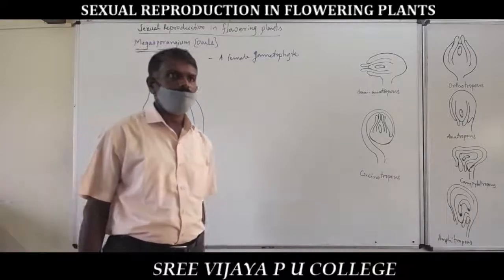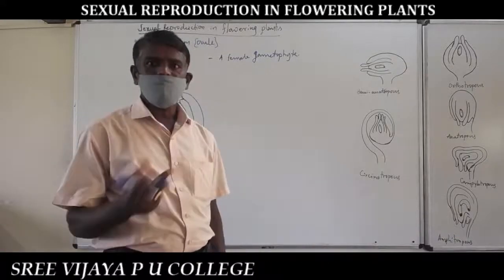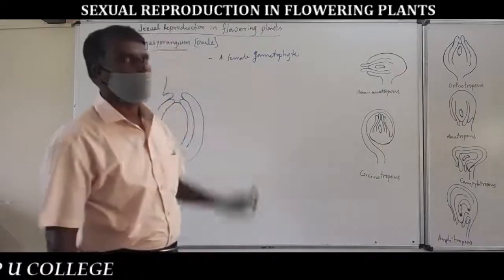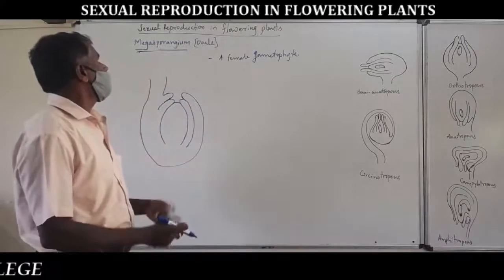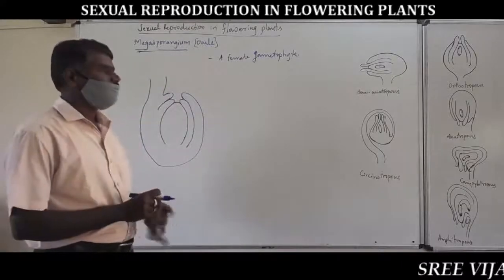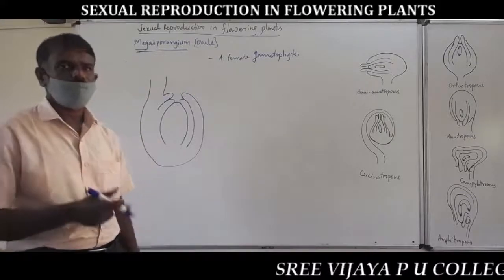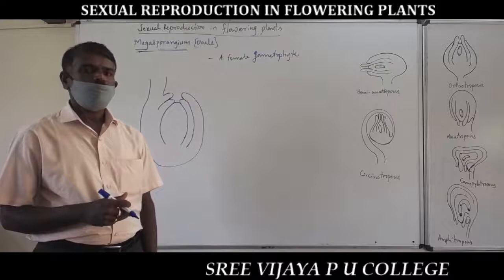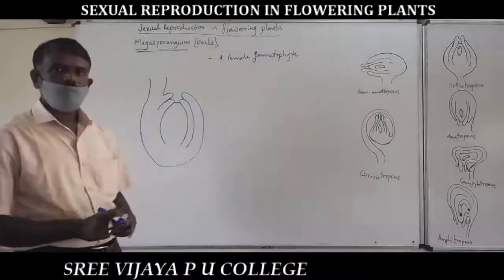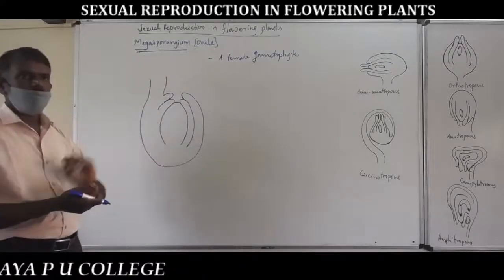The embryo sac consists of a female gamete called the egg. As it is a female gametophyte, the megasporangium is also called the ovule. That ovule develops as the seed in future development. Now we study the detailed structure of the ovule or megasporangium.